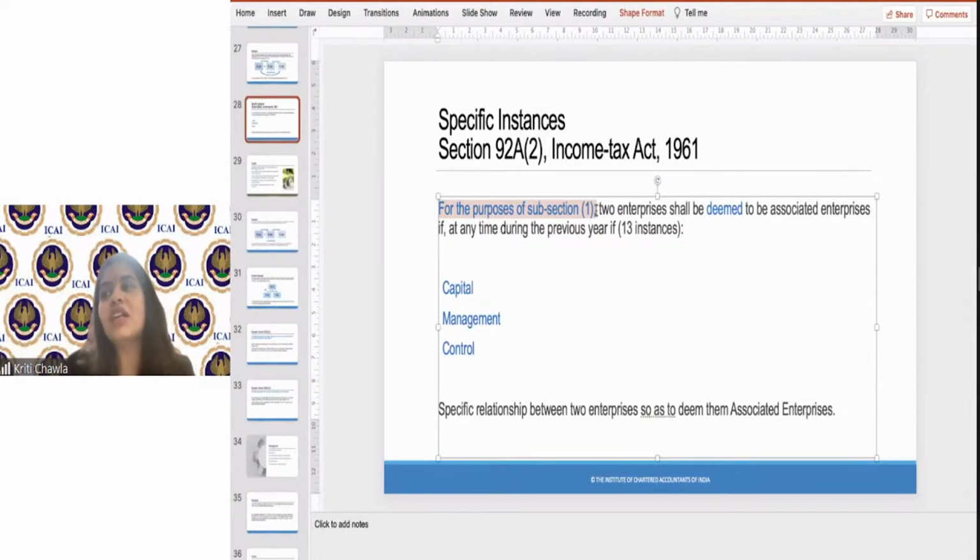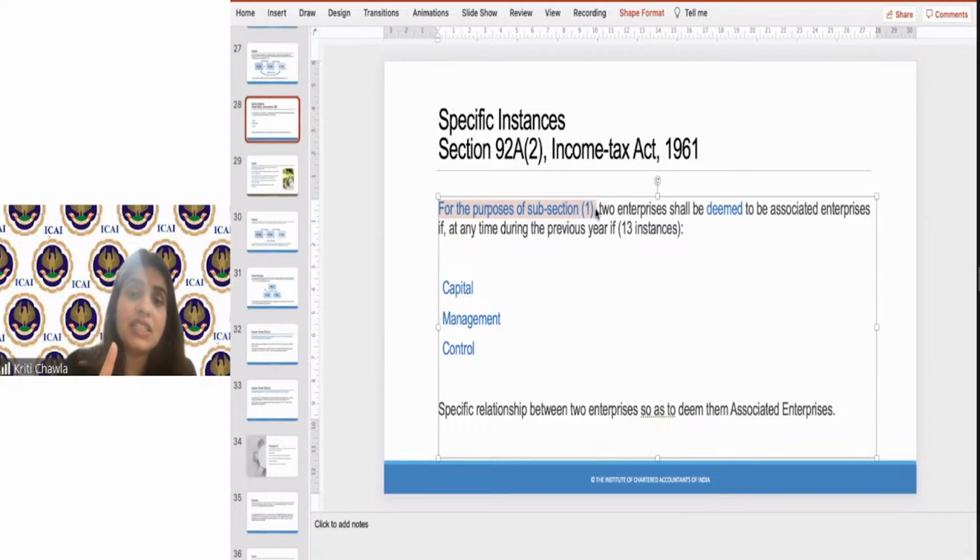But at the same time, there are Karnataka High Court decisions. There is a case law called Page Industries, wherein they say that these two have to be related. But then there are also case laws wherein they say that no, even if someone follows 92A1 but is not specifically covered in 92A2, then they will not be related to each other. There are case laws on both sides. But then if you look at the law, it says for the purposes of subsection 1.